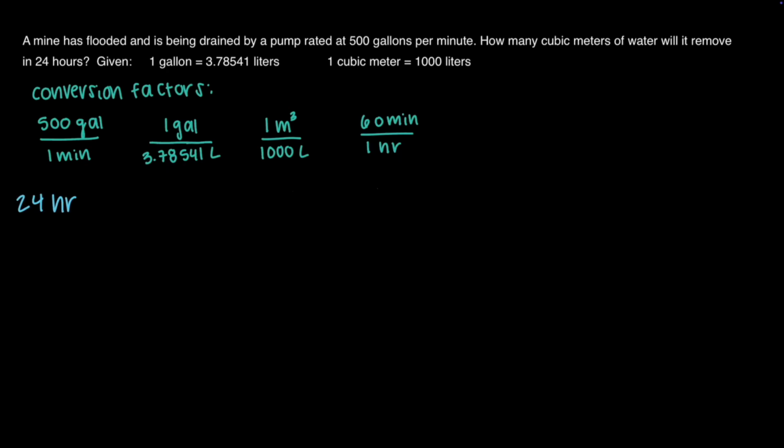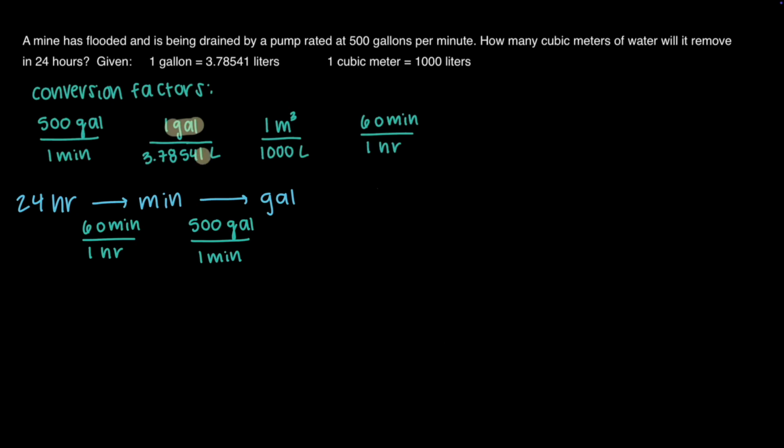Based on the conversion factors that we have, we're going to see what units are connected to each other. Hours are connected to minutes in the conversion 60 minutes per 1 hour, so from hours I can next convert to minutes. Minutes are connected to gallons in the pump rate of 500 gallons per 1 minute, so I can next convert to gallons.